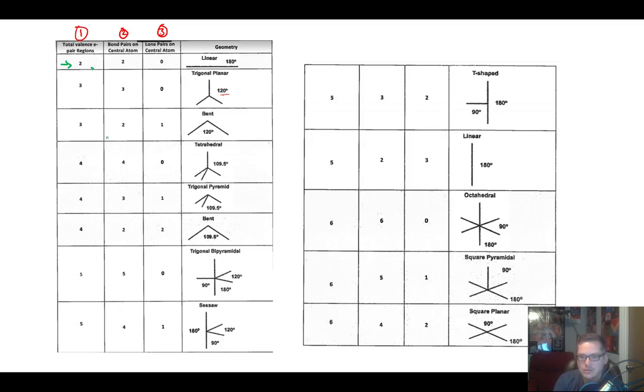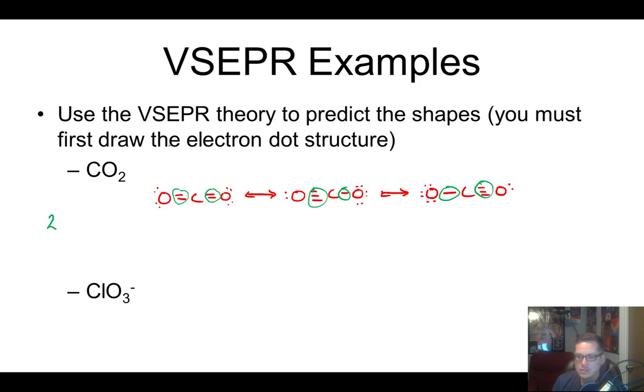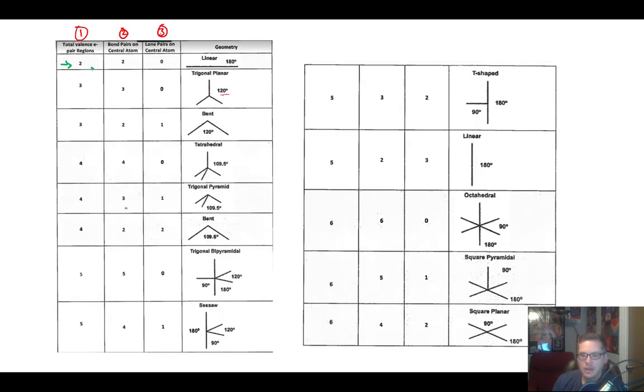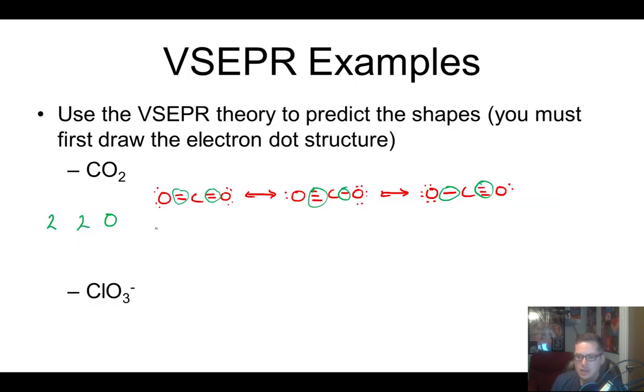Now we have to ask ourselves, all right, how many of them are bonding regions? Well, both of them are bonding regions, and I know that because I only circled bonds, right? So it'd be a 2, 2, all right? And how many of them are lone pair regions? Well, none of them, right? I didn't circle any lone pairs, so it'd be a 2, 2, 0. So we find 2, 2, 0, okay, and so therefore it has to be this guy, which is linear. So therefore carbon dioxide is a linear molecule. Okay, all right, let's try this guy here.